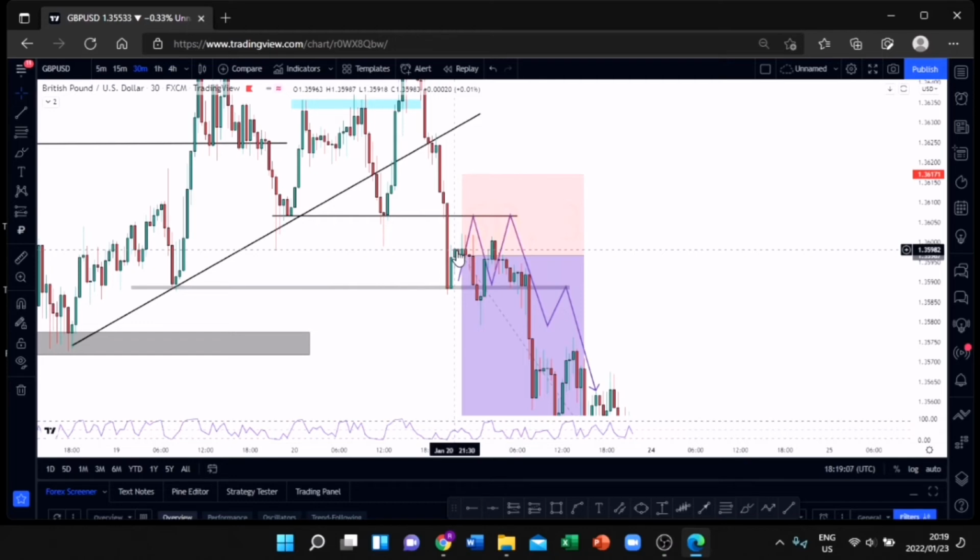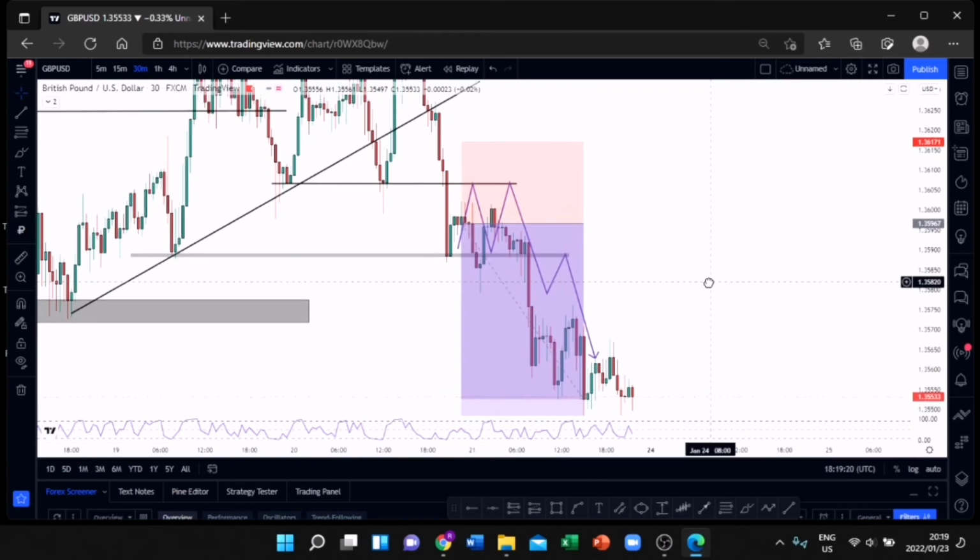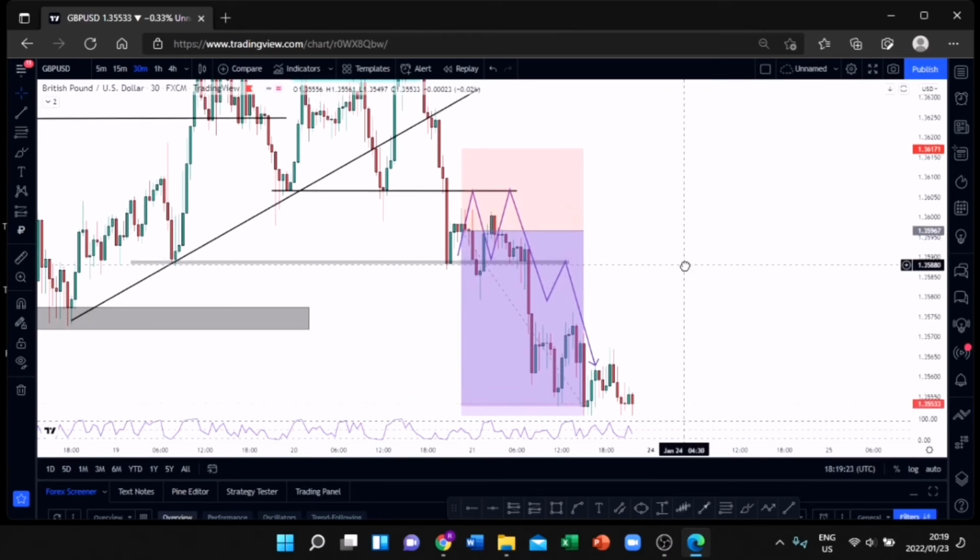So with my risk to reward ratio, it would be a safe bet to enter, which is what I did. I think, yeah, 20 pip risk, 40 pip gain. That was my take for that.